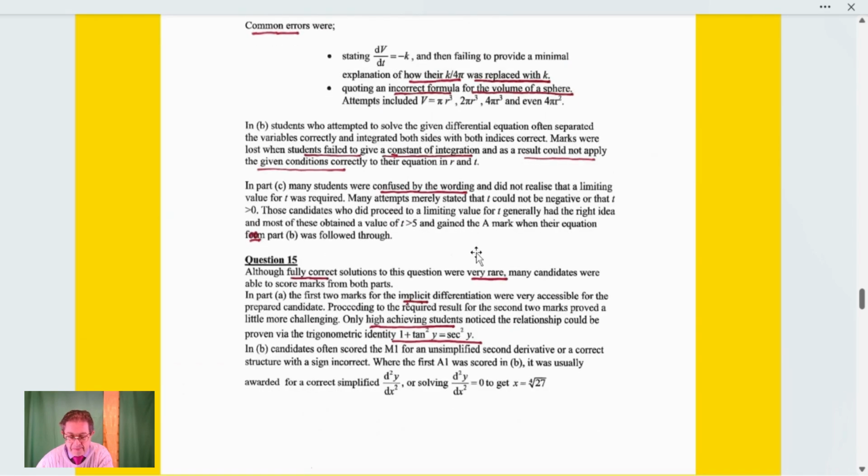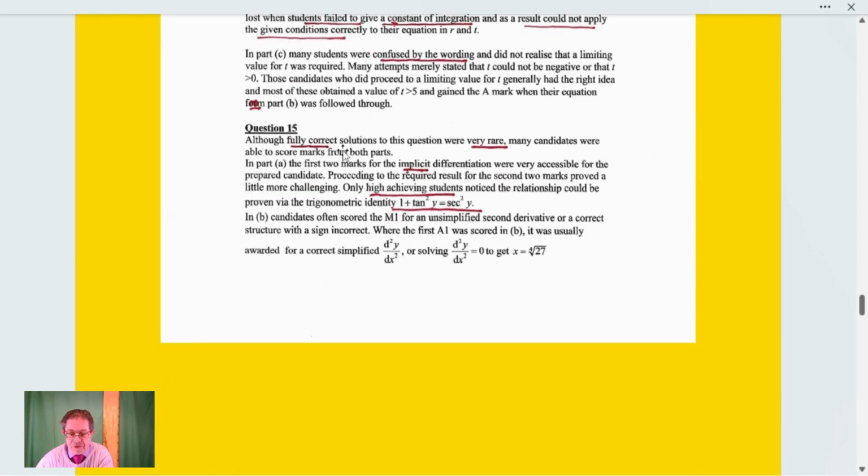Having a quick peek at the mark scheme. Fully correct solutions were very rare, but many candidates were able to score marks. The first 2 marks on implicit differentiation. Proceeding to the required result was a little more challenging, and only high-achieving students noticed that we could use 1 plus tan squared equals sec squared.